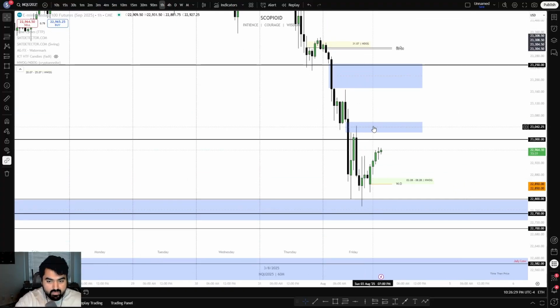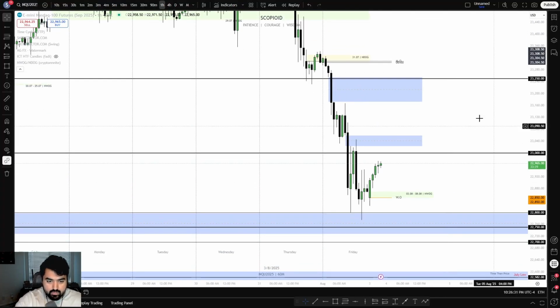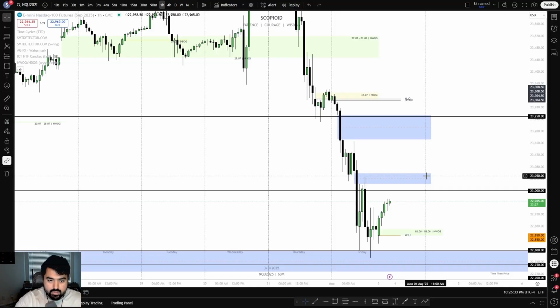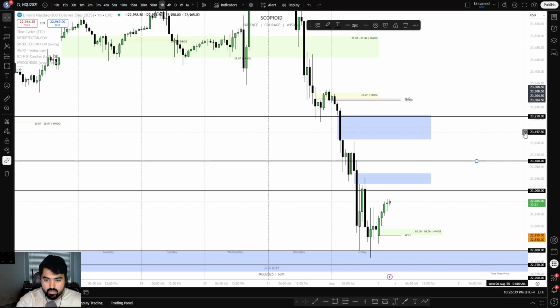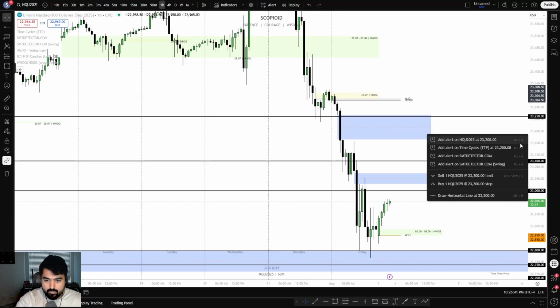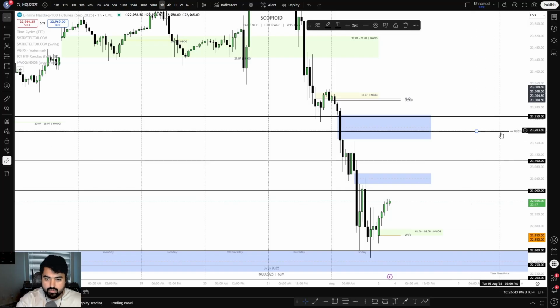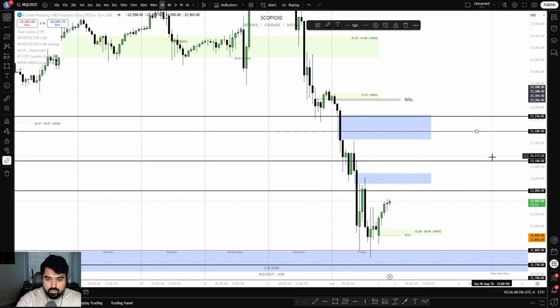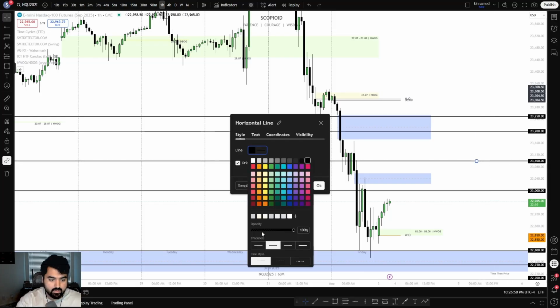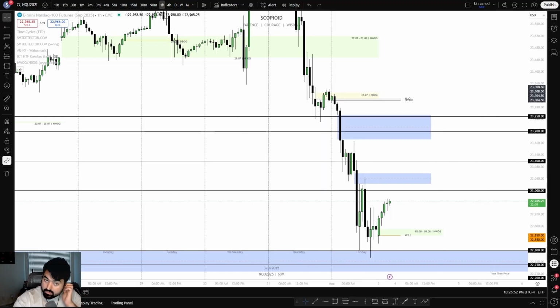But if we displace above this, above 23,000 again, then my first target, excuse me, would be this round figure over here, 200 of course, and then 250. The main bigger ones I mark as thicker, and these I mark as less thick.